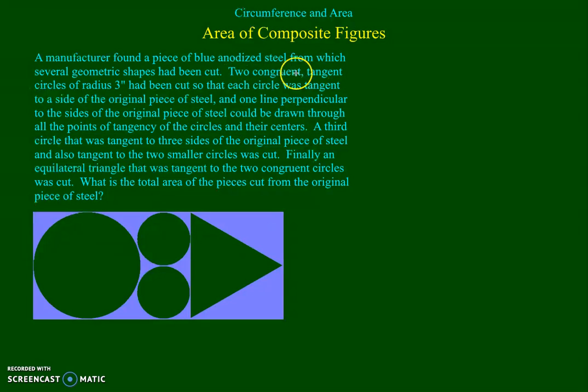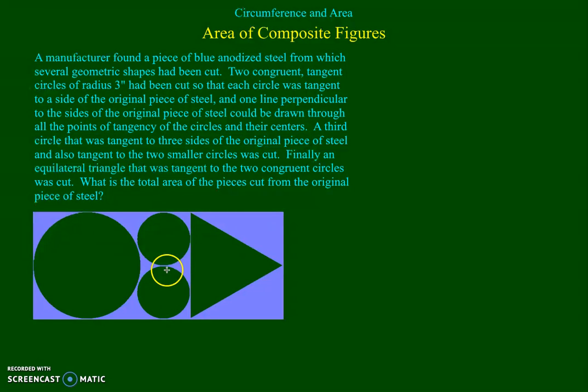We have two congruent tangent circles of radius 3. So we know that these two circles are congruent, which means their radii are the same, and they're tangent to each other, meaning this point is a point of tangency of both of these circles. It also tells us that the radii of these circles is 3 inches, and they've been cut in such a way that each circle was tangent to a side of the piece of steel. So in other words, this is a point of tangency, and this is a point of tangency.